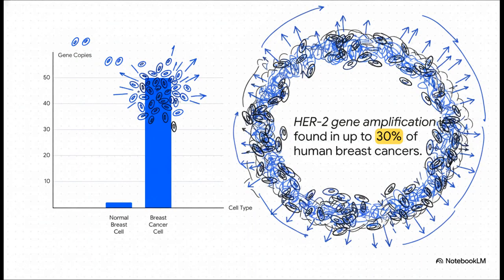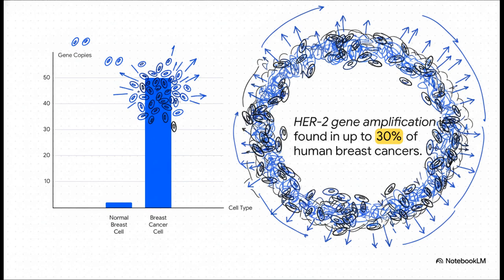Just look at the proto-oncogene HER2. A normal, healthy breast cell has exactly 2 copies. But in a huge chunk of breast cancers, up to 30%, that gene gets amplified like crazy. The cancer cell can have over 50 copies. Can you imagine? All those extra genes just create this flood of growth signals, which is what makes the cancer so aggressive.